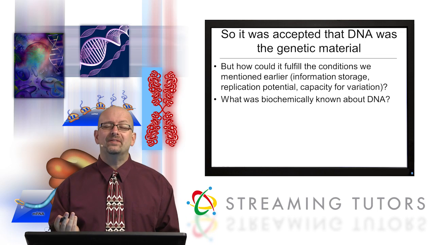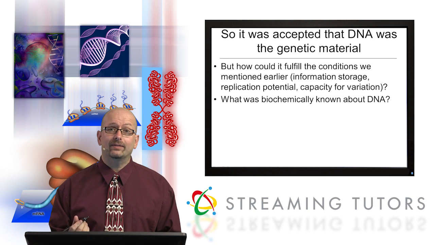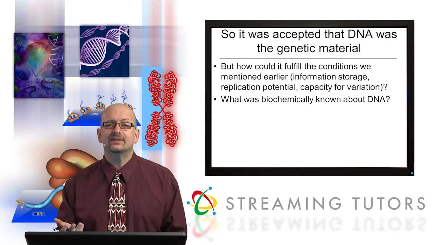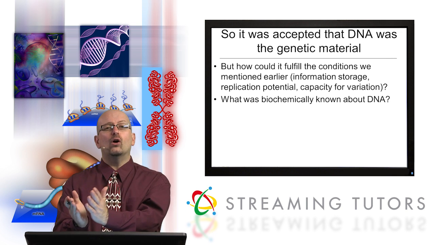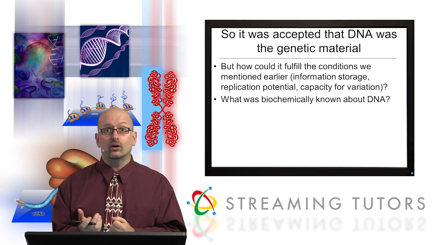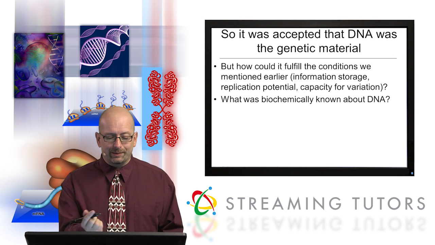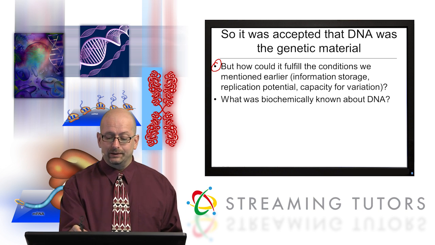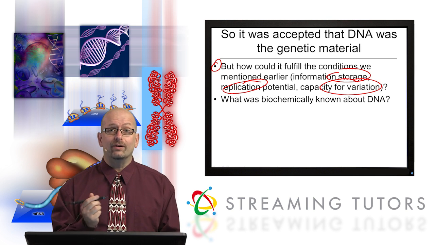After all of this occurred and people had time to process it and think about it, it was accepted that DNA was in fact the genetic material. In the early 50s, people got very excited about this, as you can guess, and it really started to be a race to figure it out. For so long, all the attention had been given to proteins, and now DNA was starting to get some attention. So we had to start asking ourselves, what's up with DNA? What's known about it? How could it fulfill the conditions we mentioned earlier: information storage, ability to replicate itself, and capacity for variation?